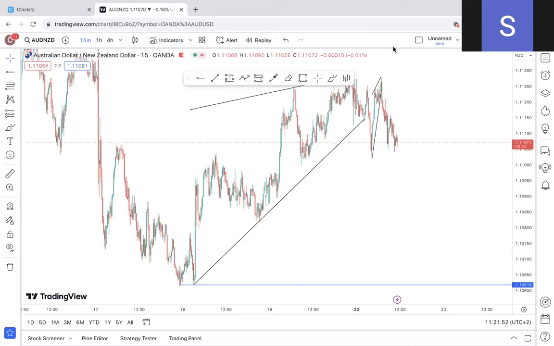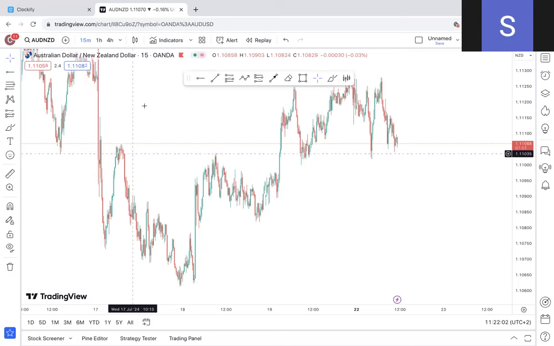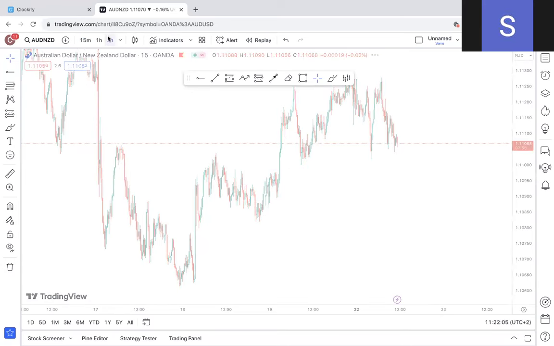Now, guys, on this session, I'm going to be analyzing pairs that I'm going to be focusing on for today. So, without wasting any time, let us get into it. Now, the first pair that I'm looking at is going to be the Australian dollar over the New Zealand dollar.